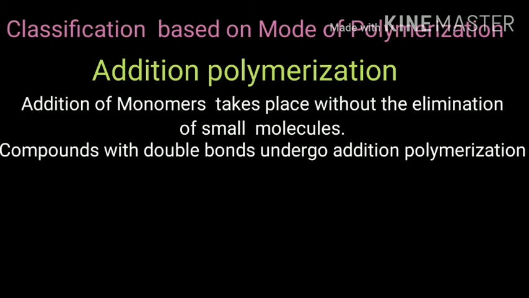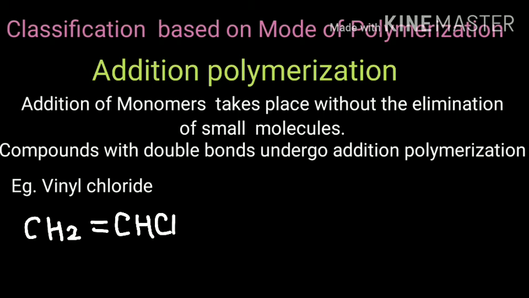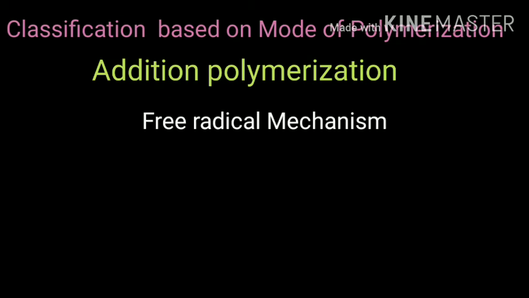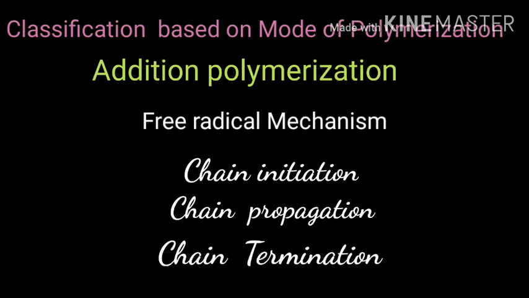For example, vinyl chloride, which has the formula CH2=CHCl, and acrylonitrile with the formula CH2=CHCN. Also, the formation of polythene from ethene is an example of an addition polymer. In addition polymerization, the free radical mechanism is very common. Hence, it is also called a chain reaction. There are three steps involved: chain initiation, chain propagation, and chain termination.